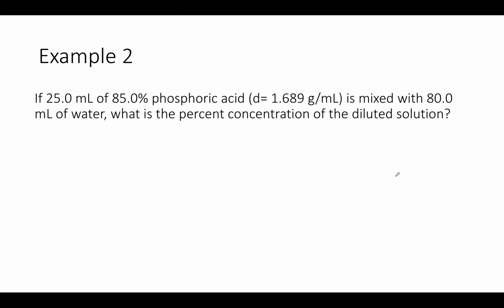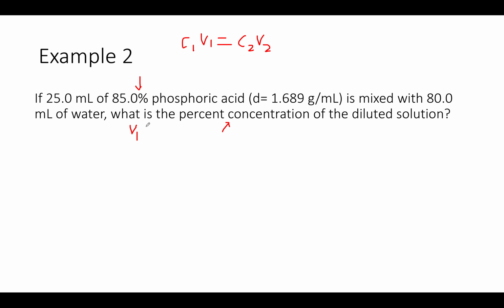Okay, moving on. If 25 mils of an 85% phosphoric acid solution is mixed with 80 mils of water, what's the percent concentration of the diluted solution? Okay, well, once again, this is just a dilution problem. It's C1V1 equals C2V2. Notice now we're dealing with a mass percent. So that's another concentration expression, and we're looking for the percent concentration. So we're not changing expressions, so the percent is fine.